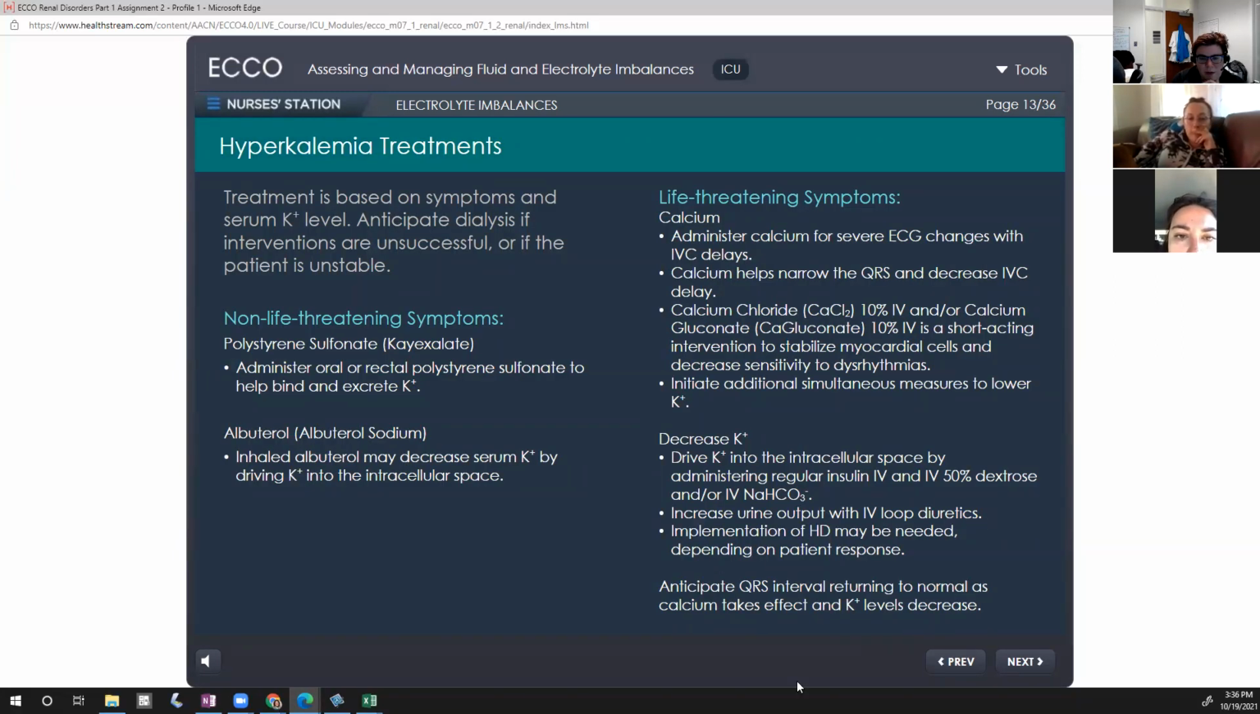So obviously it depends on what's going on with your patient. I hate giving K oxalate, but obviously that would be something we would do. I always forget this, but you can actually use albuterol. So if that's one of your options on the test, you can use albuterol to decrease serum K because it drives it into the intracellular space. Obviously, we can give calcium, and then we can also give our favorite, D50 and insulin, and then you should be monitoring their QRS.